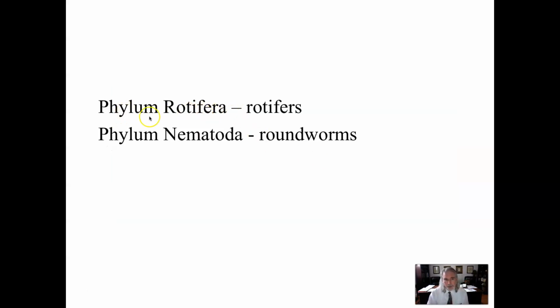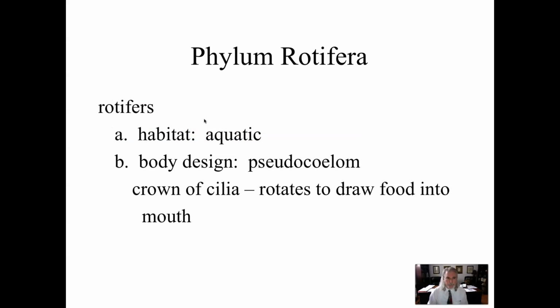The two phyla we are going to look at are the Rotifera, which are the rotifers, and the Nematoda, which are the roundworms. For these phyla, there are no classes that I want you to know. We're just going to know the phyla. So we'll start with the rotifers.